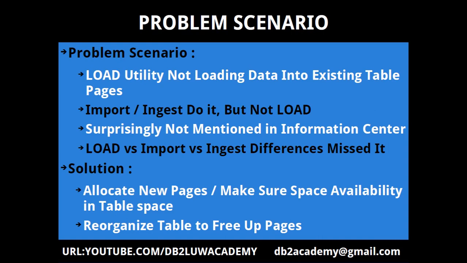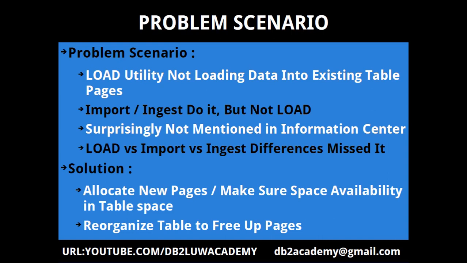So the solution is obviously to allocate new pages. For example, if it's a DMS space not managed by automatic storage, you want to extend the table space containers. So you want to allocate new pages, or make sure that there is space available in the table space before you load. If it is automatic storage, just add a couple of storage paths to make space, or make sure that existing mount points or file systems have enough file system space available for the automatic container expansion in an automatically managed DMS.